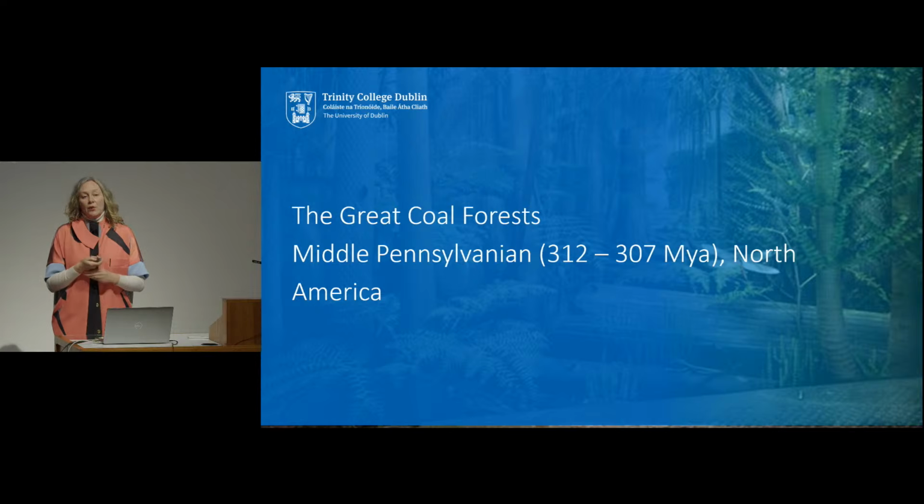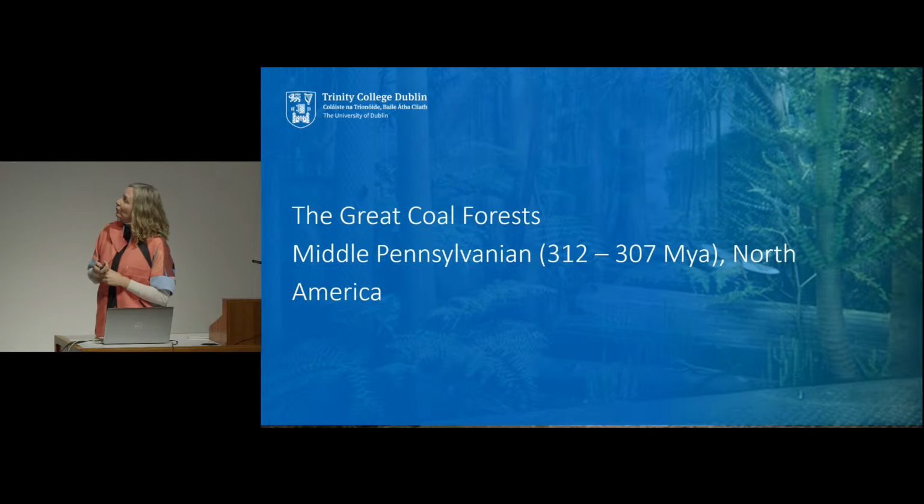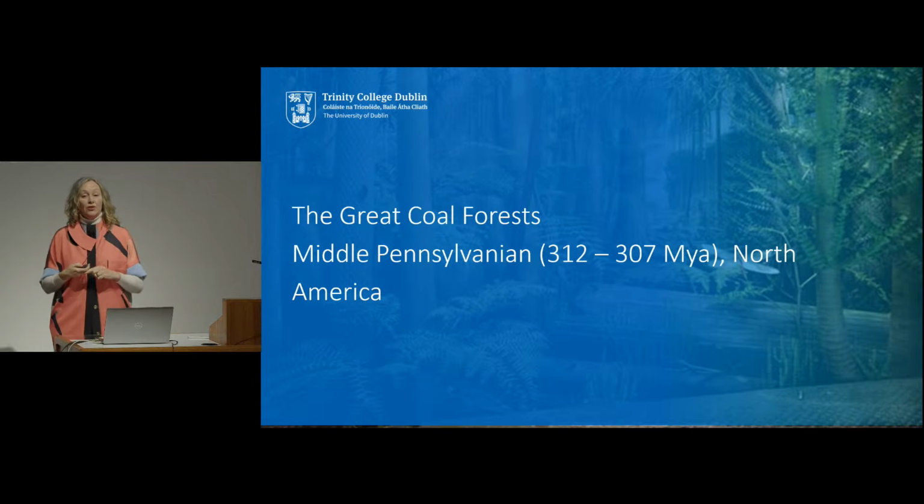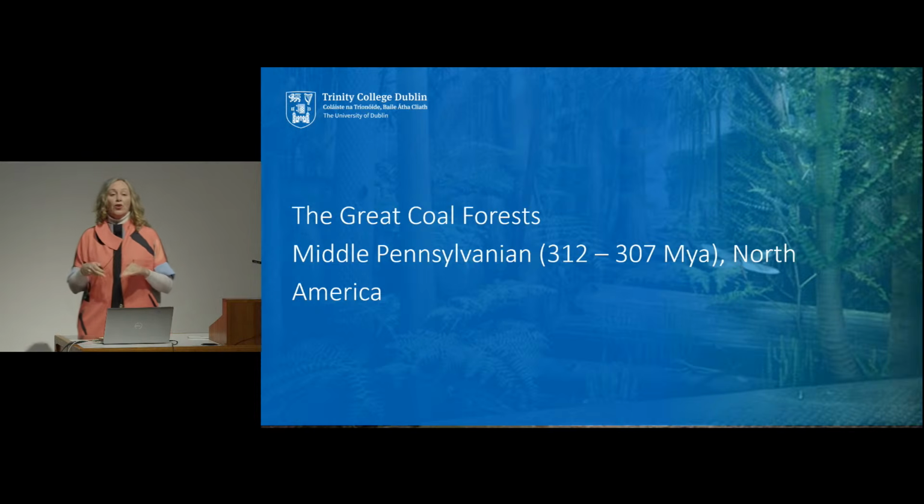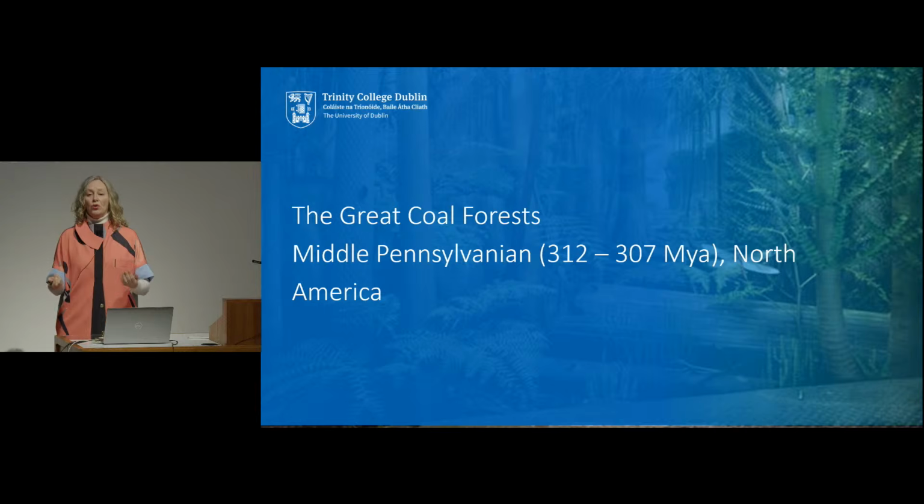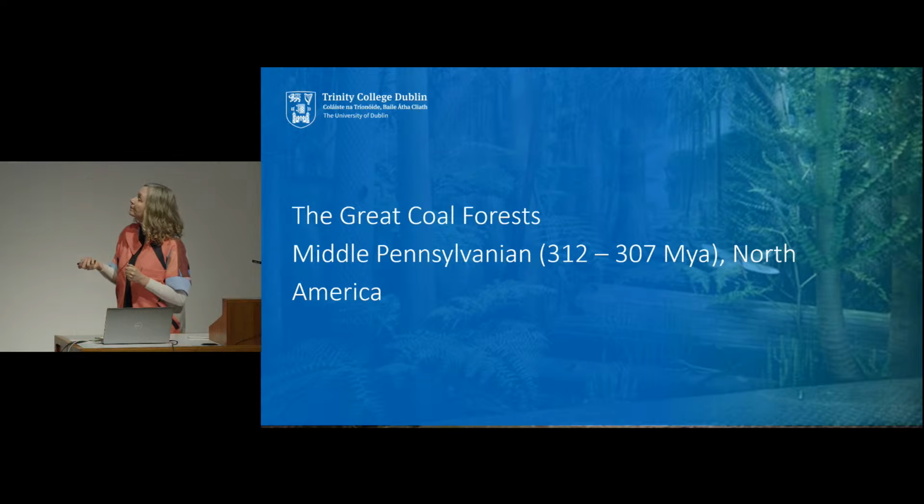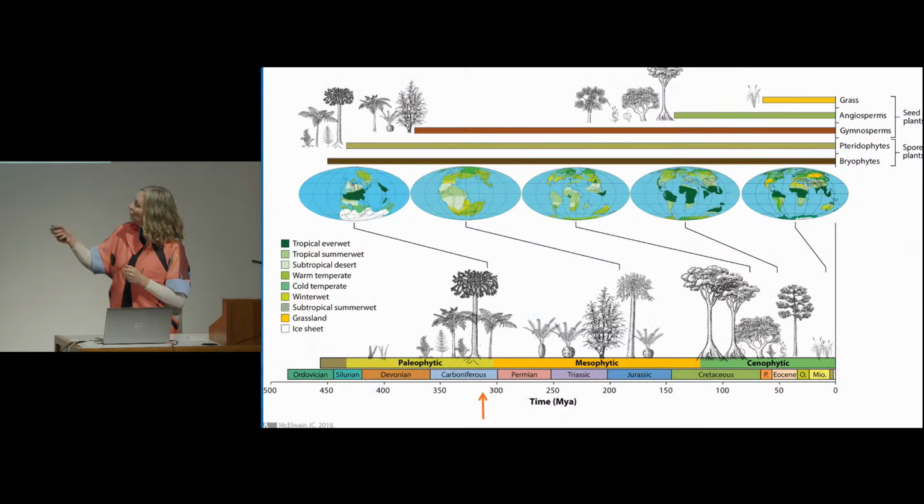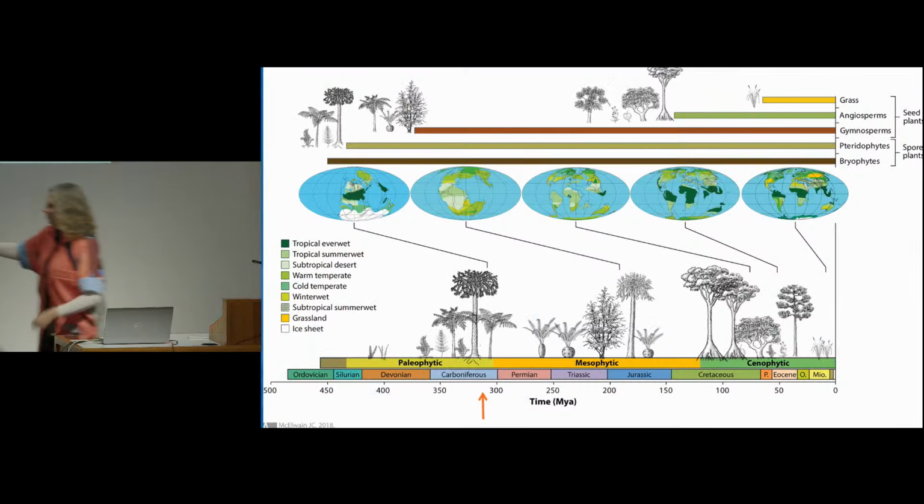So now we're going to take a step forward in time to the Carboniferous, and we're going to look specifically at the middle Pennsylvanian. So this is between about 312 and 307 million years ago. And this was a time of the great coal forests. So all of the coal reserves all around the world were formed by basically the undecomposed wood and trunks of some of the earliest trees in the Carboniferous swamps. So in time now, we are here near this arrow just here.